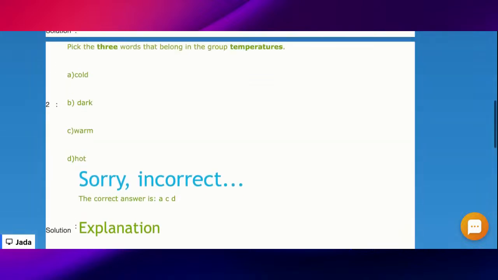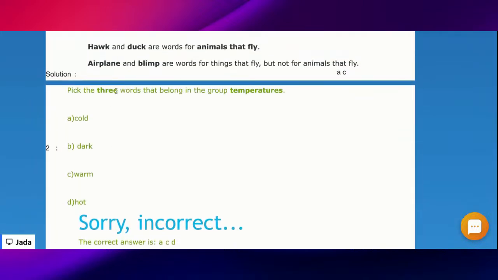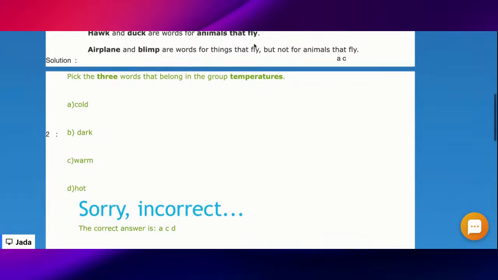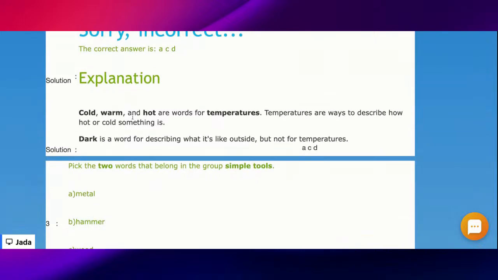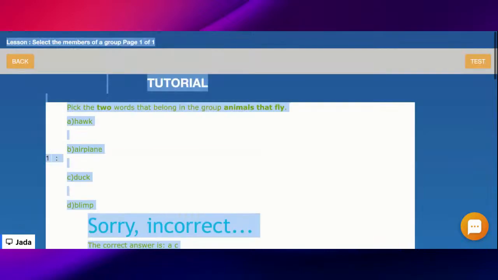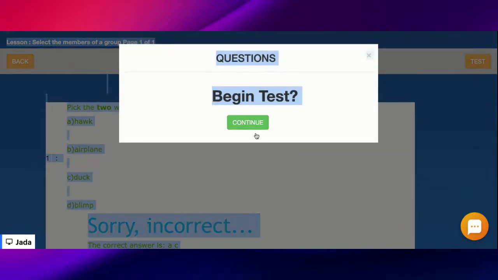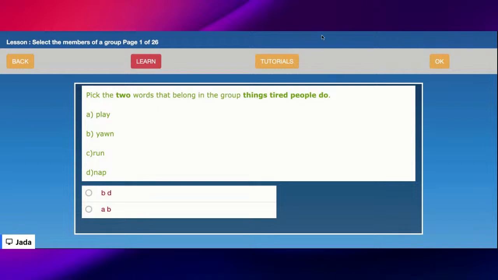So we also have three words that belong in the group of temperature. If you have the temperature, you would have to choose what the groups are. Cold, warm, and hot are words for temperature. Temperature are ways to describe how hot or cold something is. So this test is basically just you figuring out the group of each thing that comes to you. So we'll move on to the test now.